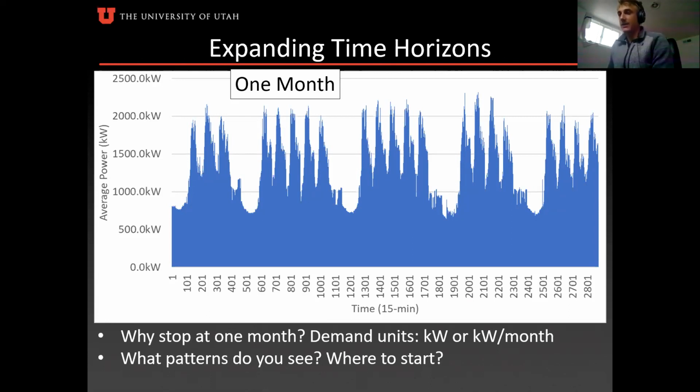Let's look at these specific processes that are happening on weekdays for this facility if we're trying to reduce the demand. So yeah, looking at weekly and monthly time horizons is critical.